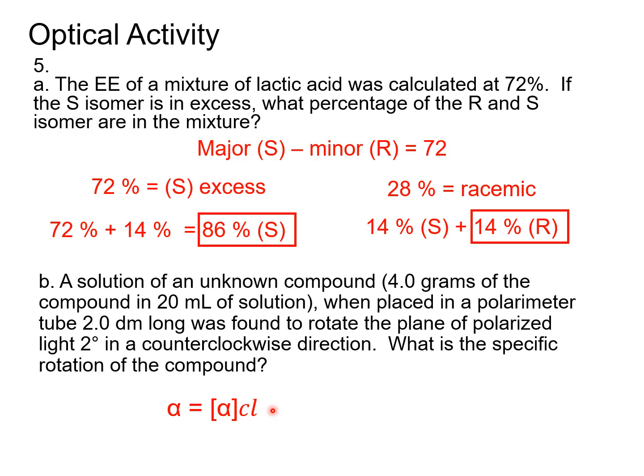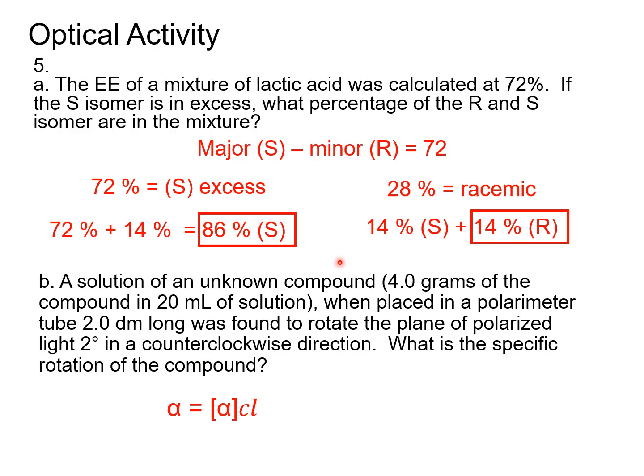So as a reminder for this one, in this case we're looking for the specific rotation. That's the one in brackets. My alpha here that's not in brackets is the observed rotation. Counterclockwise direction ends up making it go in the negative direction. You do need to remember that. So that tells me my observed rotation is going to be -2.